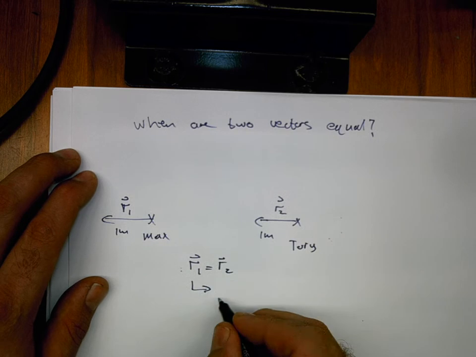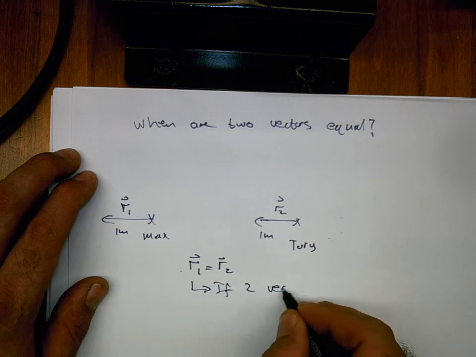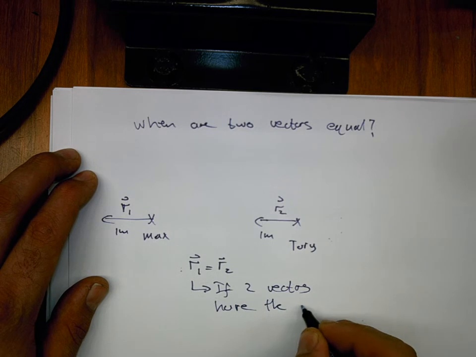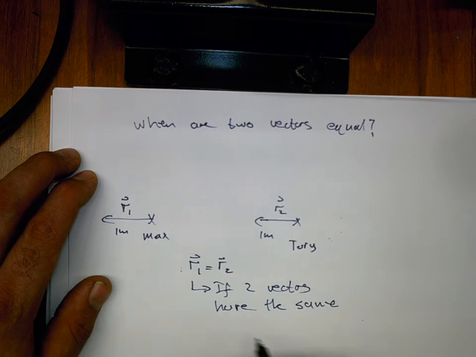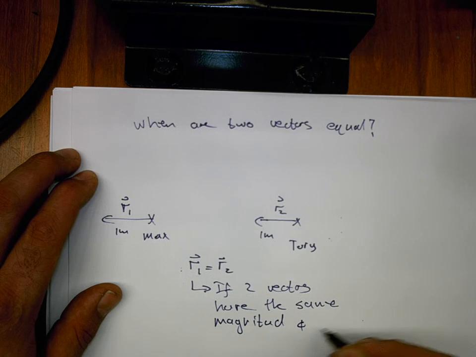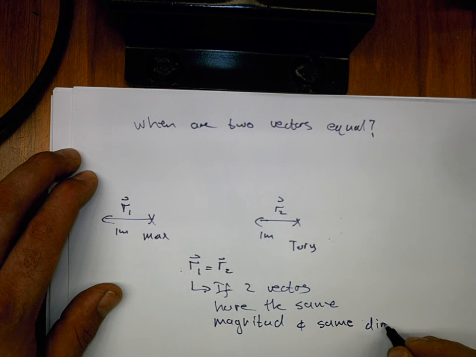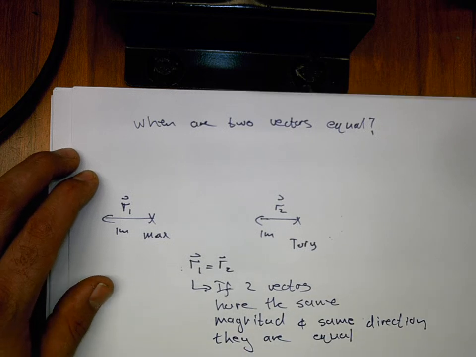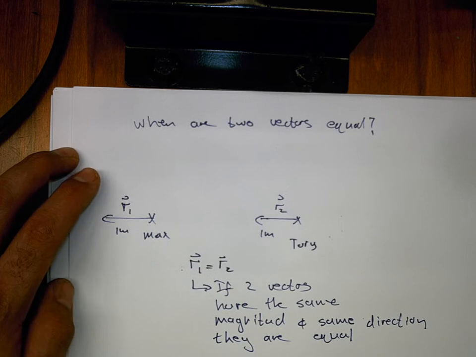And the condition on that is, if two vectors have the same magnitude and the same direction, they are equal. Even if they're not at the same point in space, doesn't matter in which coordinate system we are working.